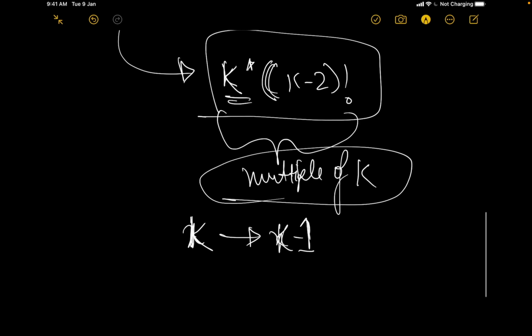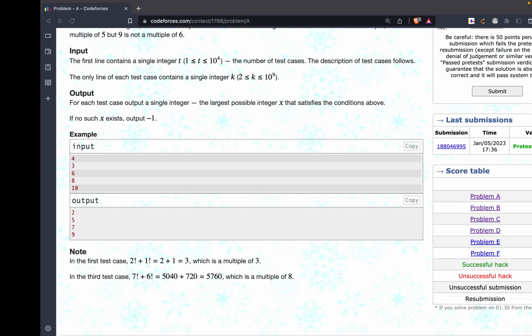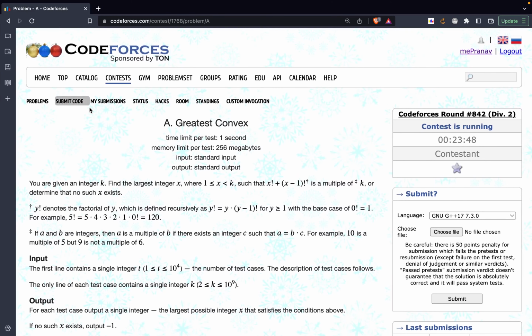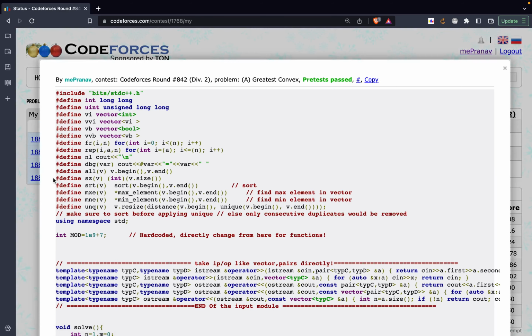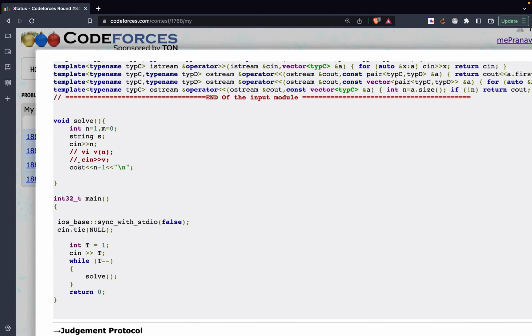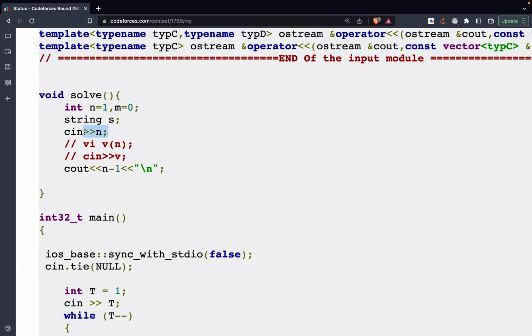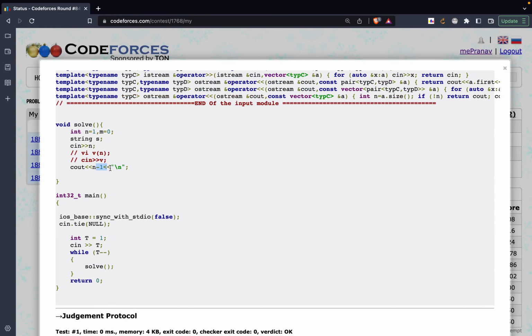The code is not really required because it's pretty easy, but if you still want to see it, here's the code for this. In the code we are doing nothing but taking n and then printing out n minus 1. That would always give you the AC solution.